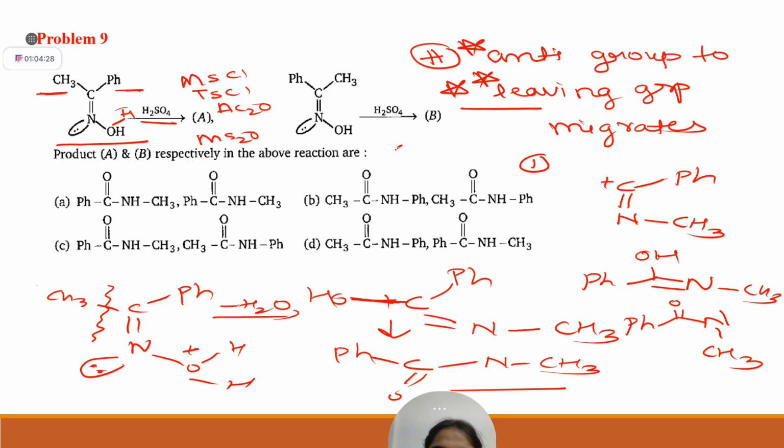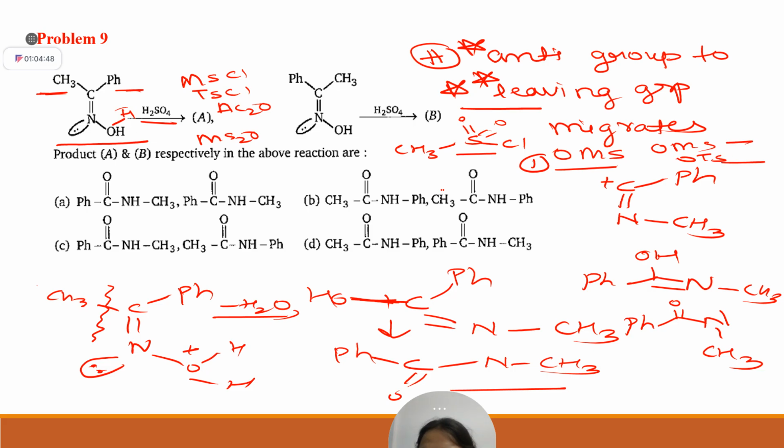Mesyl is nothing but your CH3SO2 group. So this is your MsCl. Okay, students. How will it work? HCl will eliminate and it will form OMs. And remember, OMs, OTs, these are good leaving groups. Okay. So other than H2SO4, you can encounter these also. So keep this in mind also.